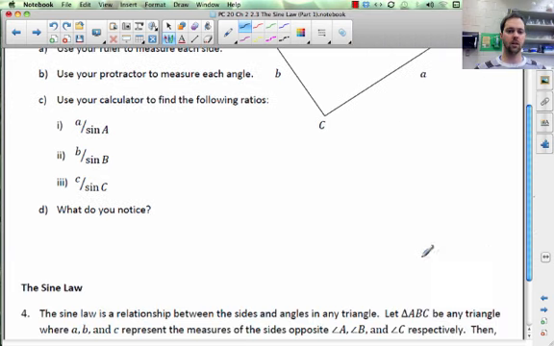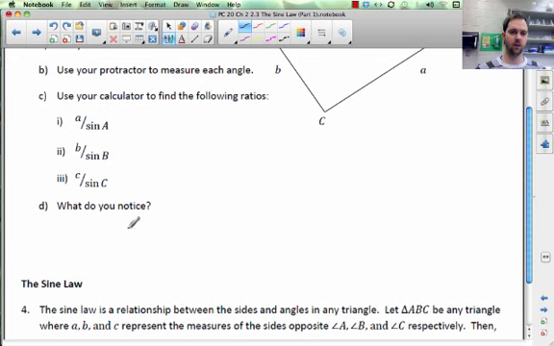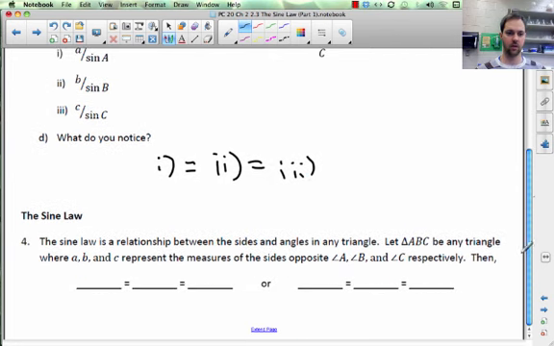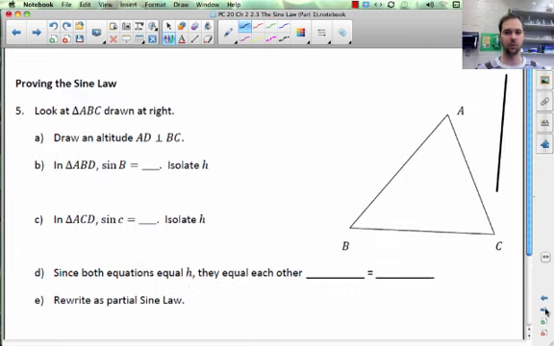So when you get to the end of this, you should notice that all of the three things above are equal. Okay, so all of those things that you looked at. And that is the sine law. And I will leave this for you to fill out, and you can grab that information from your textbook. So proving the sine law.